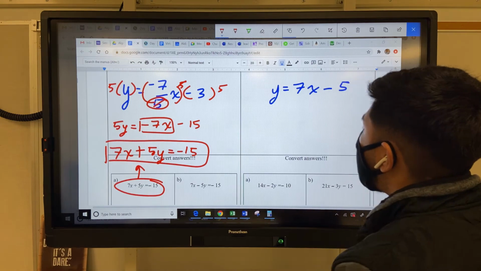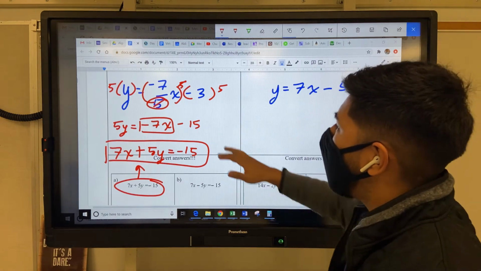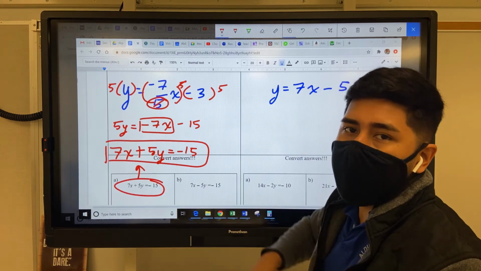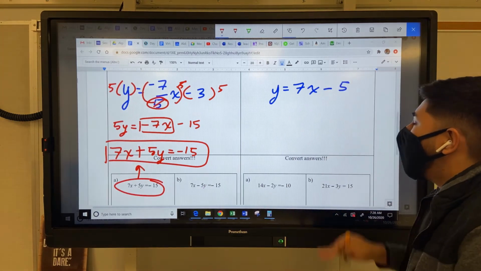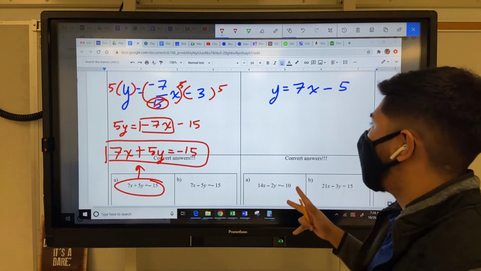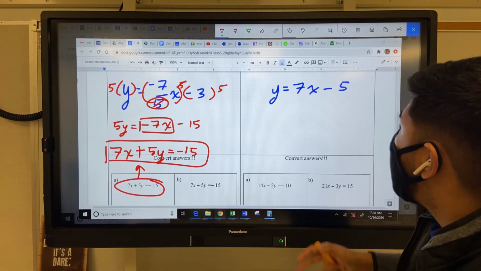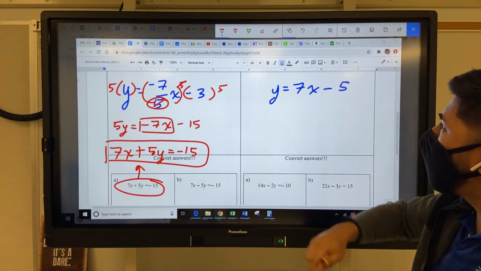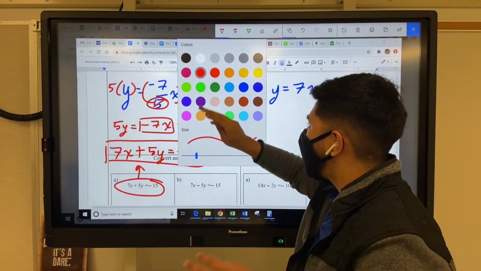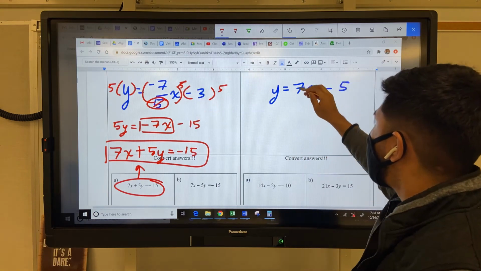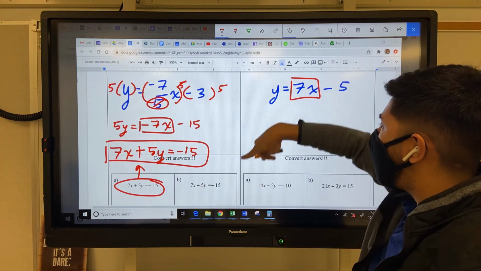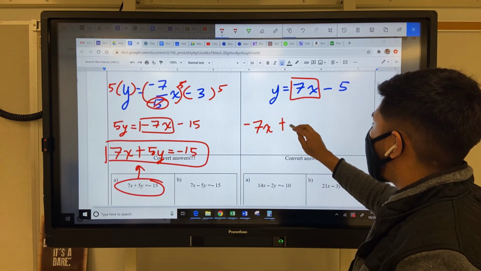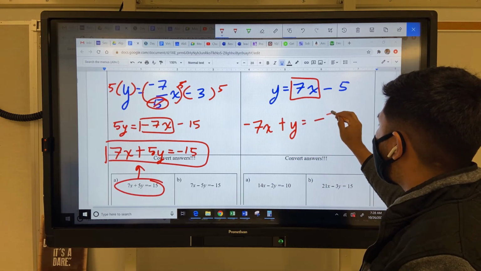Come to tutorials. But remember, if that looks a little too complicated or it just doesn't make sense, stick to just converting the answer choices. Over here, you'll see why I'm not doing this. Because all of this is ready to go. All I have to do is move the 7x, but this is where it gets complicated. Moving that 7x turns into a -7x. Bring down the plus y and the -5.